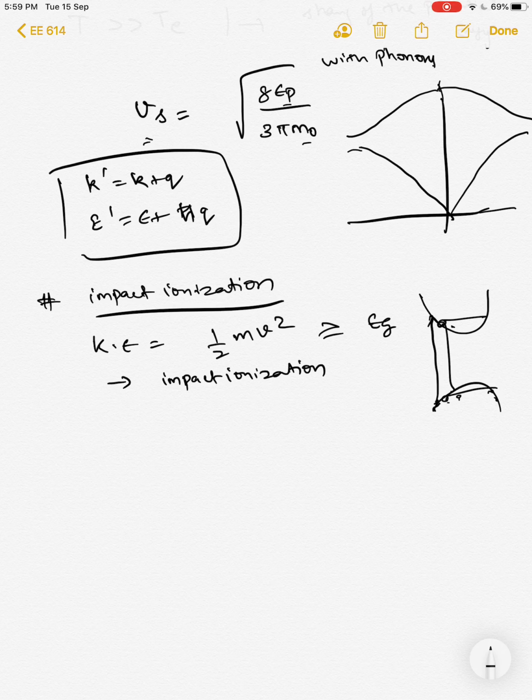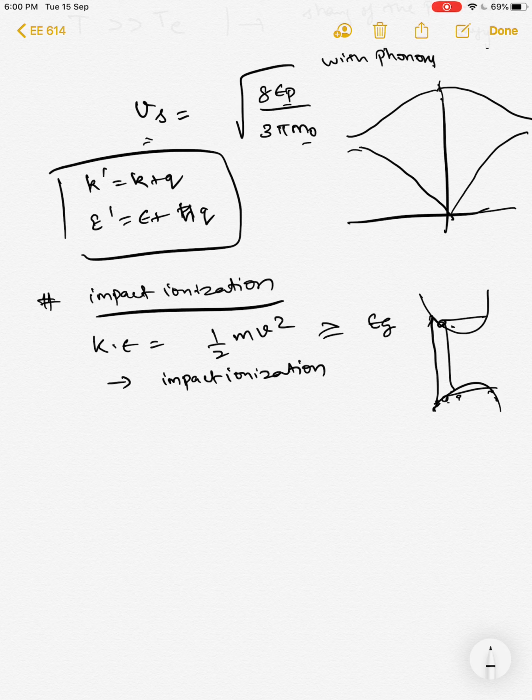And this is most often seen in channels which are very short. Why? Because if the channel is much longer, then part of the energy of the electron which is being accelerated is lost to phonons, right? So if the scattering length of electrons with phonons is much larger than the device length, then you will have electrons which actually accelerate and create additional electron hole pairs.